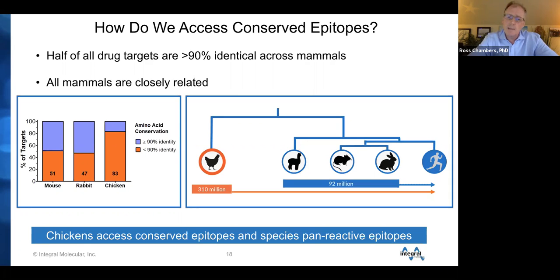And so what that has led us to is to focus on chickens, because chickens have a much greater evolutionary distance. In fact, if you compare the proteomes across humans and chickens, most drug targets are not highly conserved in chickens, and you get robust responses. And so this enables us, using chickens, to access conserved epitopes. An additional benefit is your ability to generate pan-reactive antibodies, so antibodies that recognize not just the human version, but also the mouse and the monkey, to enable preclinical studies and not have a surrogate.